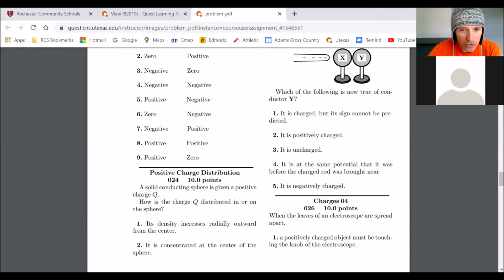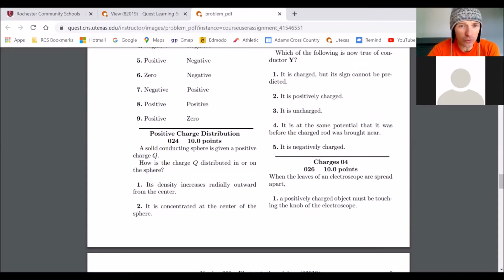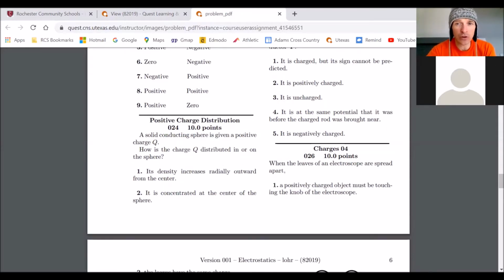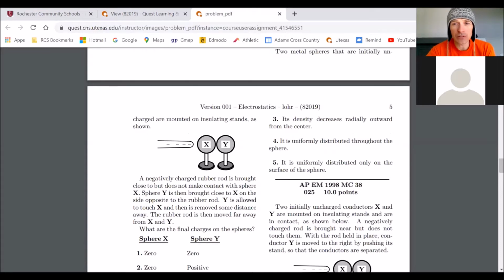So my answer order is going to be different from everybody else's. Its density increases radially outward. No, there's going to be no net charge on the inside. The inside is going to be neutral. It's concentrated at the center. No. Answer 3, the density decreases radially. No. Is uniformly distributed throughout. No. 5, it is uniformly distributed only on the surface.